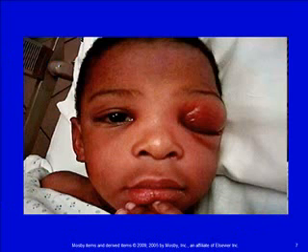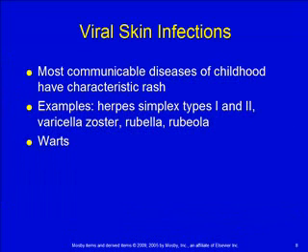And here's a periorbital cellulitis. These kids we always admit to the hospital because of the location, when it's that close to your eye and your vision could become involved.